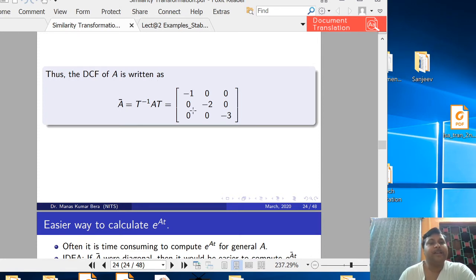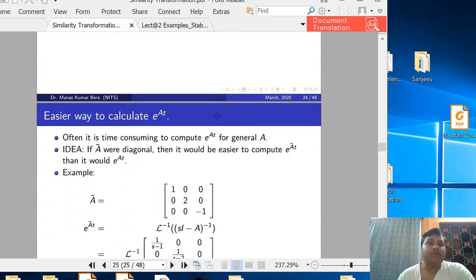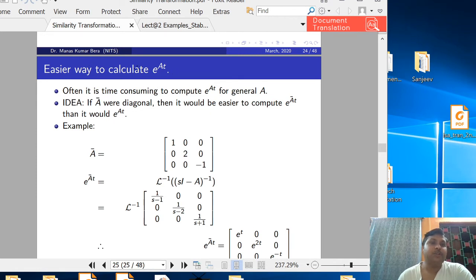So if a system is represented in diagonal form, and you see that all the diagonal elements have negative real part, then you can say that the system is asymptotically stable. Another advantage is an easier way to calculate e to the power At. If you remember, in our class we have stated two methods to find e to the power At. The first method is the Laplace transform approach, the second uses the Cayley-Hamilton theorem, and now we will see how e to the power At can be calculated using the diagonalization approach.